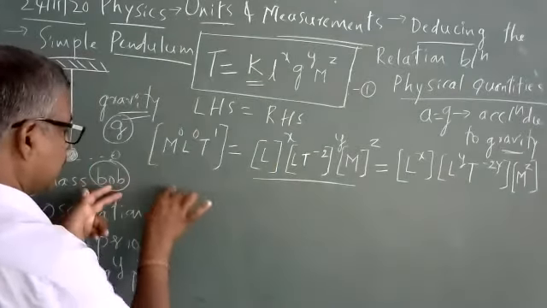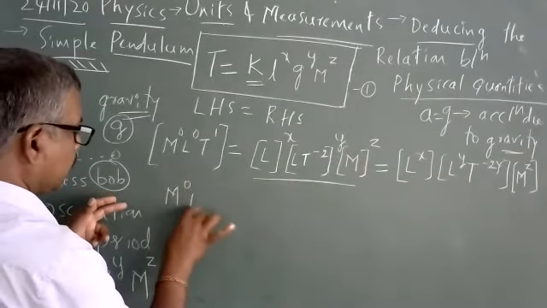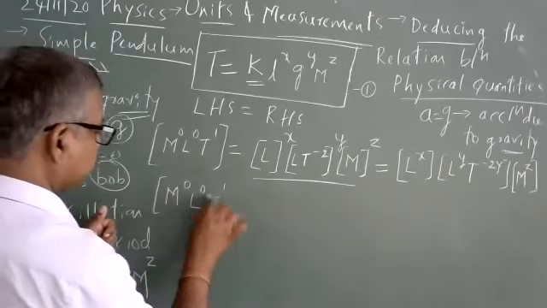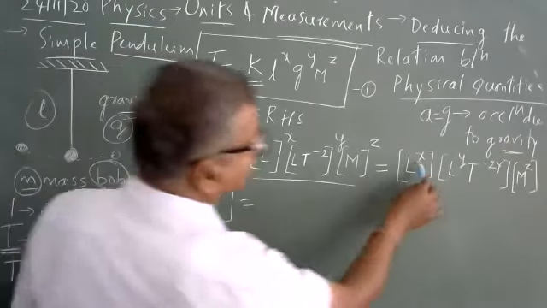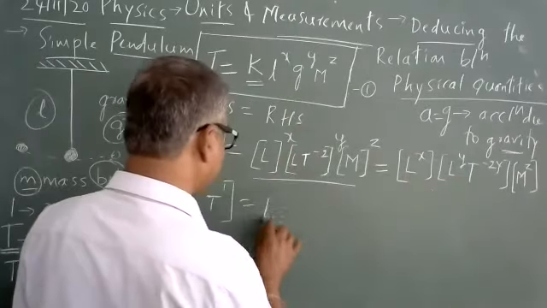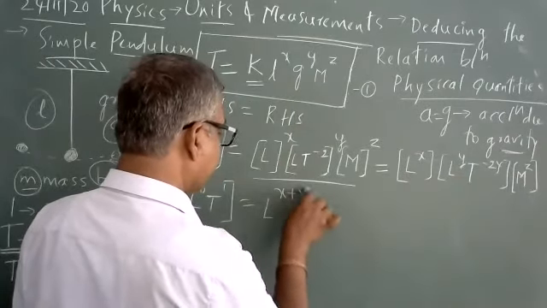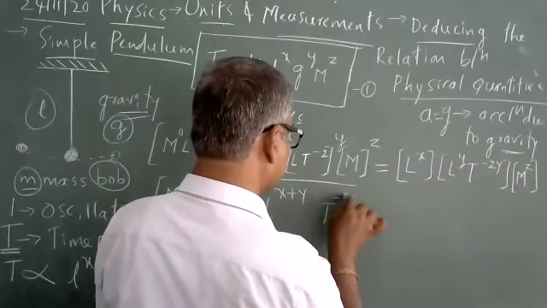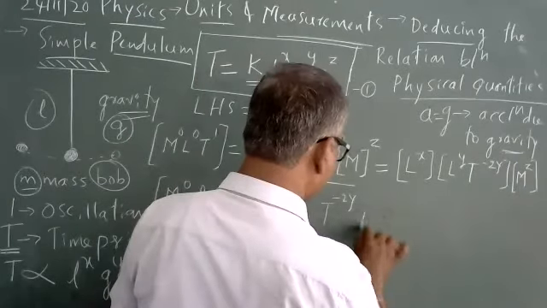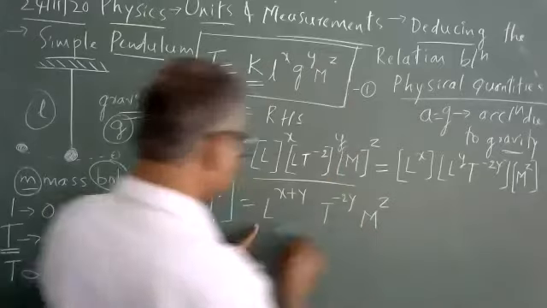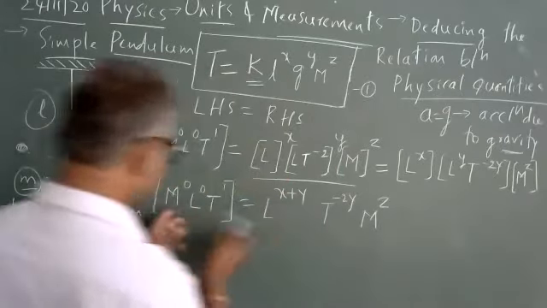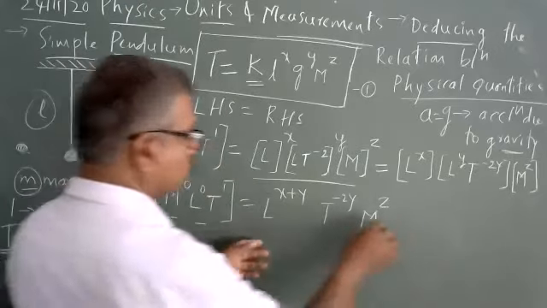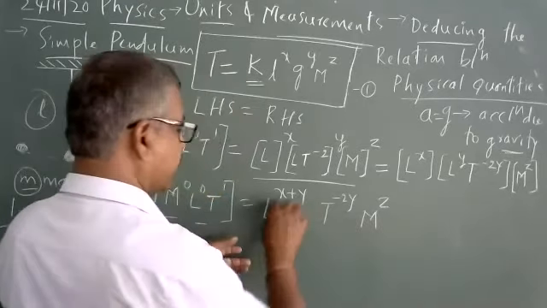Left hand side is M raised to 0, L raised to 0, T raised to 1. On the right hand side, it is L raised to x, L raised to y, and I can add the powers, x plus y. For time, there is no other time here, time is alone, so it becomes T raised to minus 2y. Mass is also alone, M raised to z. So once I simplify further, look at this relationship: M raised to 0, L raised to 0, T raised to 1 equals M raised to z, L raised to x plus y, T raised to minus 2y.